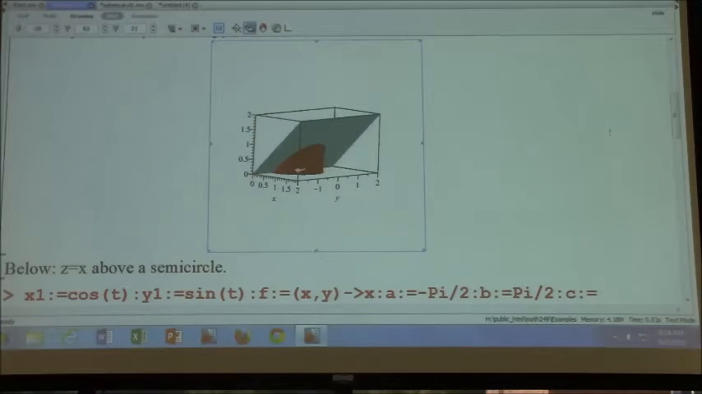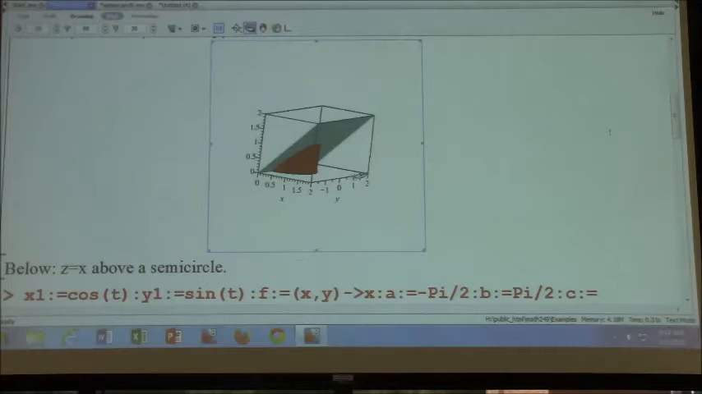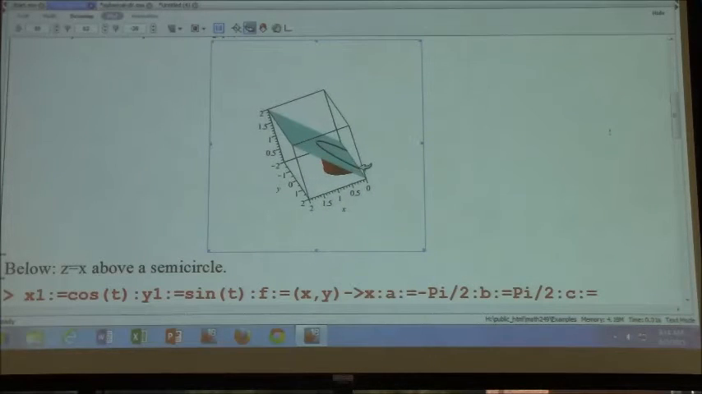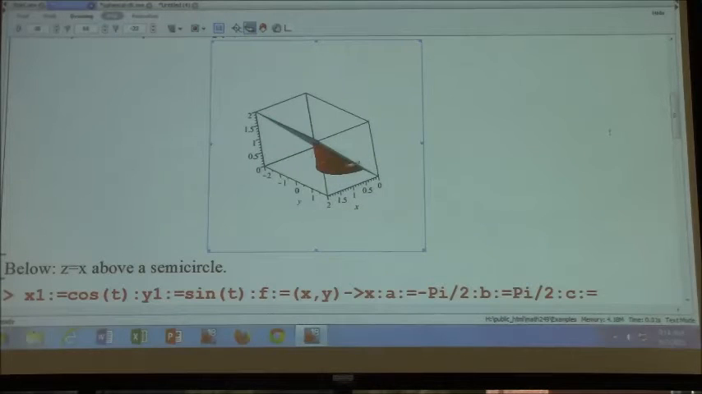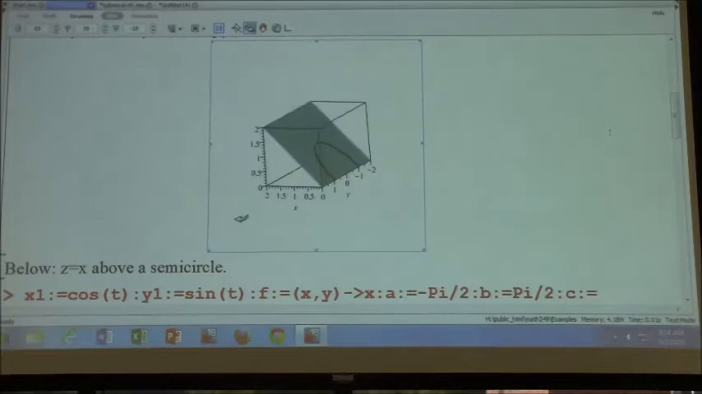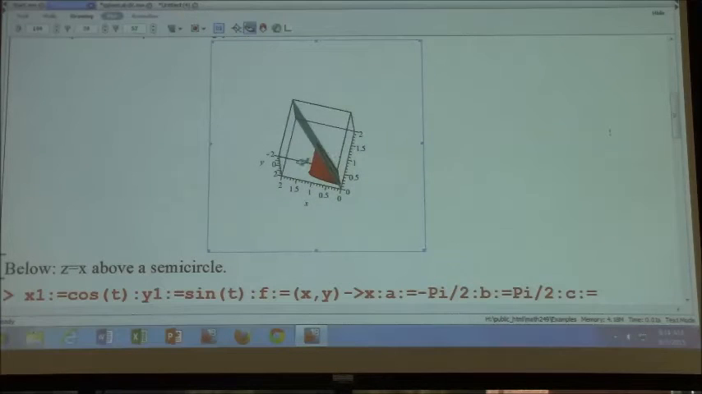And here's the surface I'm talking about. You see it? That's my shower curtain. I want the surface that lies above the semicircle and below z equals x. So I just get that red surface there. Whoa. I just get that red surface. Okay, this isn't a solid, it's just a surface. All right, that's what it looks like.